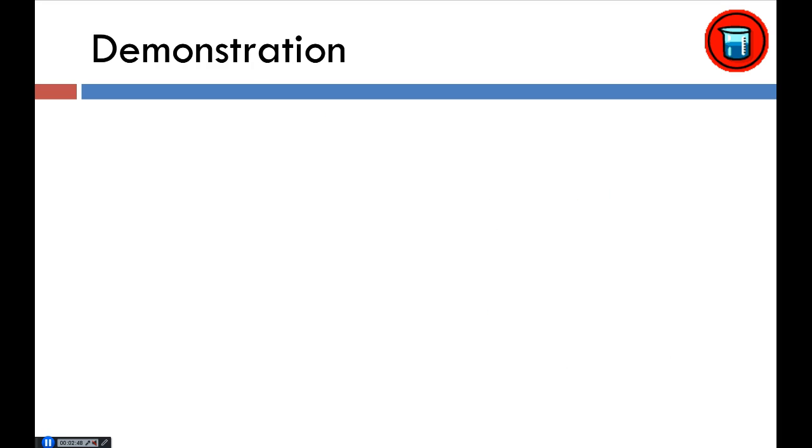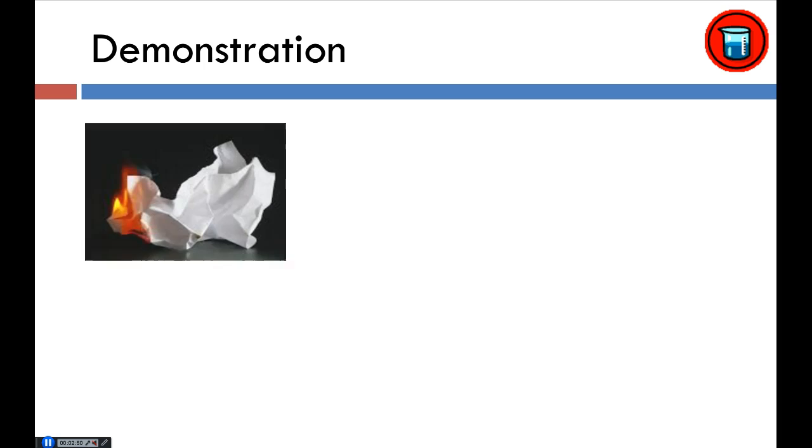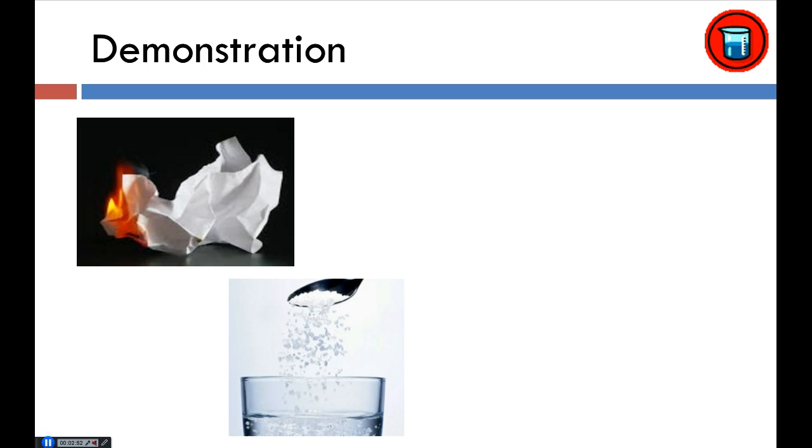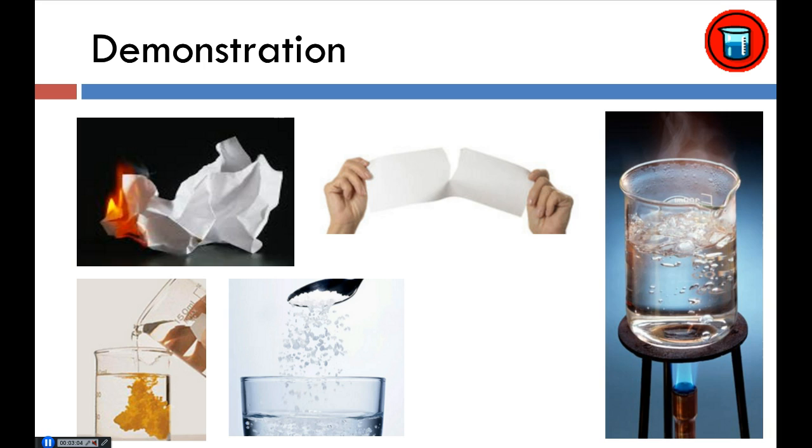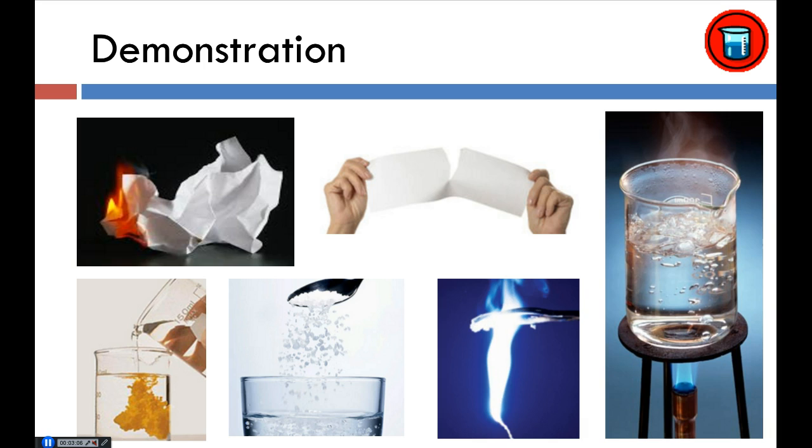In class, we did a demonstration where we did things like light a piece of paper on fire, dissolve sugar in water, tear a piece of paper into smaller pieces. We formed a yellow precipitate, that's that solid that's being formed by mixing two aqueous solutions together. We boiled water, and we lit magnesium on fire. So you saw these demonstrations and you were asked to classify them as either chemical or physical. So we can just quickly do that now.